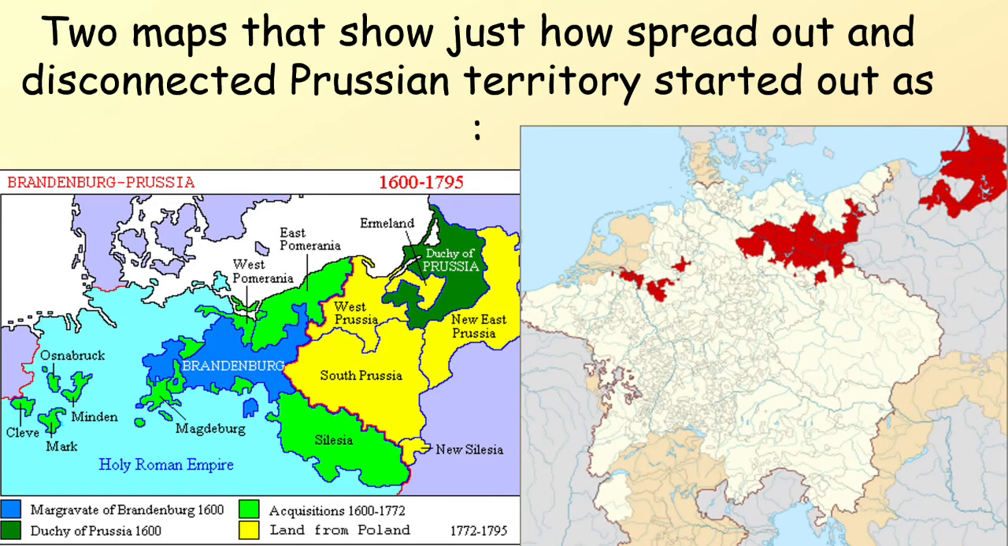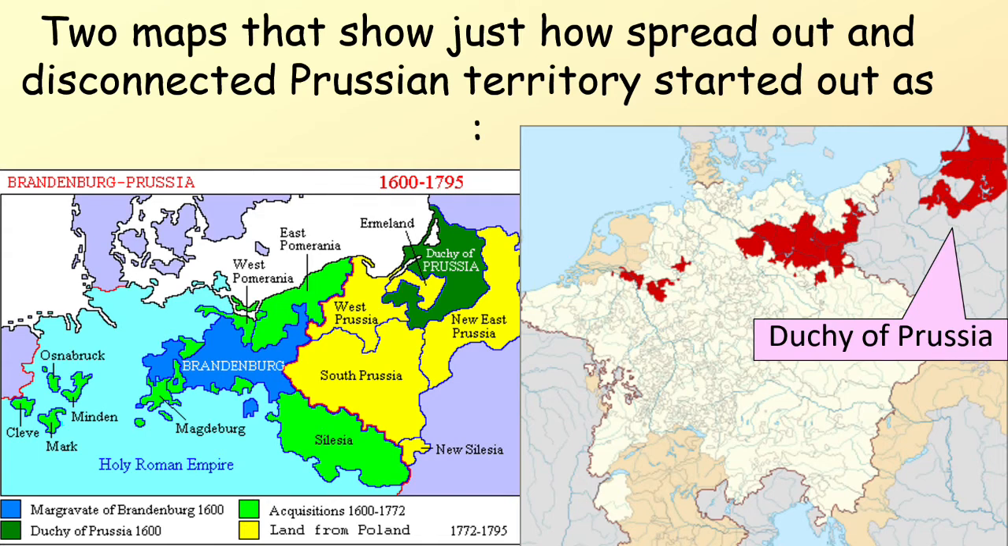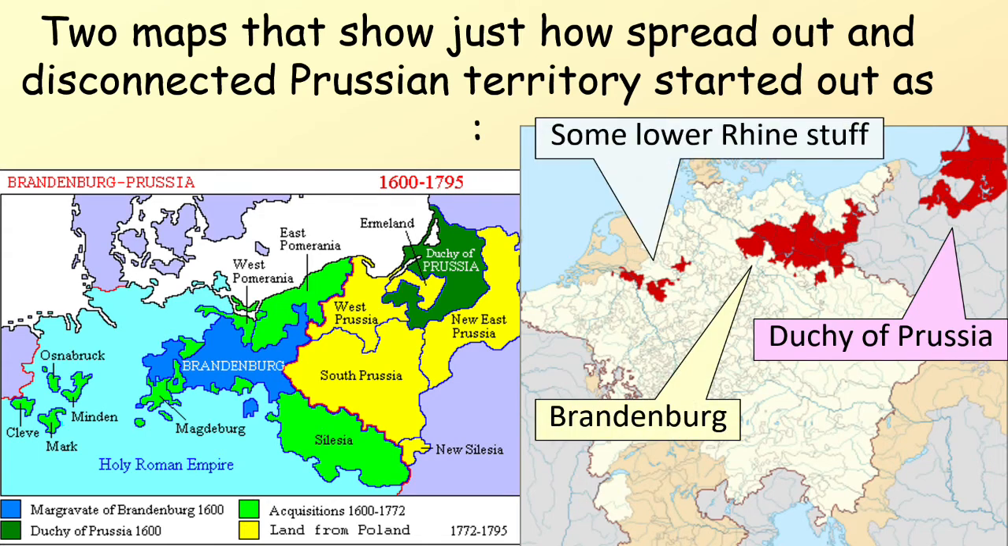Here are 2 maps that show just how spread out and disconnected Prussian territory started out as. You've got the red right here on this map on the right, and look how spread out it is. You had the Duchy of Prussia, you had Brandenburg, and then you had some lower Rhine stuff.